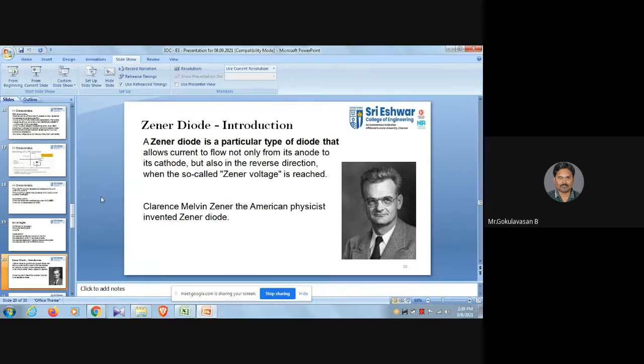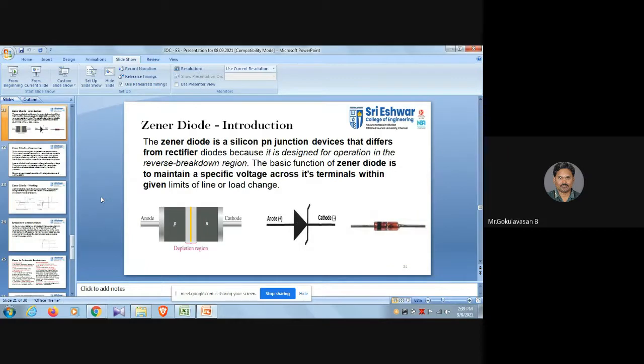Clarence Melvin Zener, the American physicist, is the person who invented the Zener diode. The Zener diode is a silicon PN junction device that differs from rectifier diodes, that is, ordinary PN junction diodes, because it is designed for operation in the reverse breakdown region. That's what I said. In reverse breakdown, an ordinary junction gives current only in the order of microamps, and the width of the depletion layer gets widened.